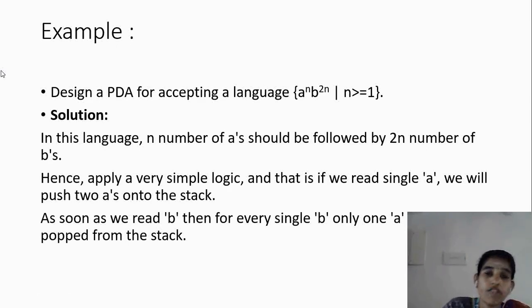If the sum is A power n, B power n, when you read the symbol A, just push only one A in your stack. When you read the input symbol B, just pop only one A from your stack. But here the B power is 2n, so I insert the A 2 times. This is the concept.